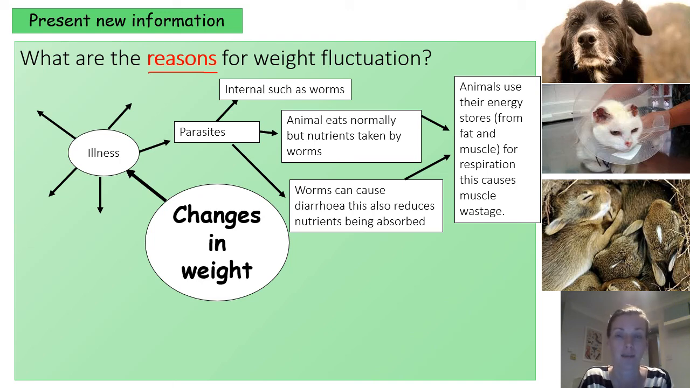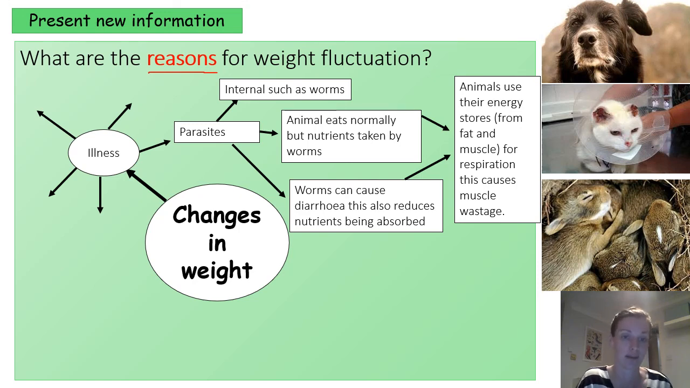So you might type into Google, why do dogs gain weight? Or why do cats lose weight? Why is my rabbit underweight? So there's lots and lots of different things, and I'd really like to see a really wide mind map which shows off your skills and shows off your research here.